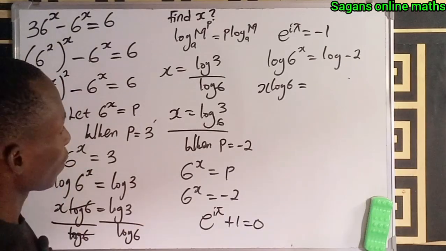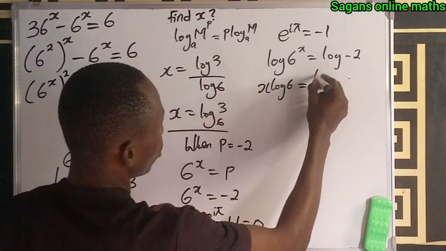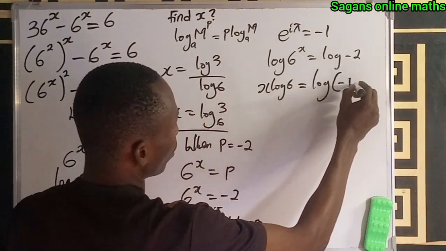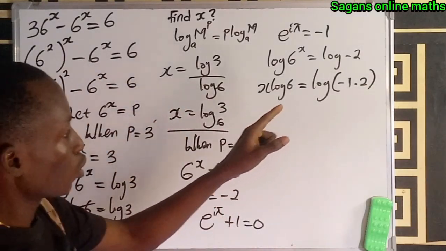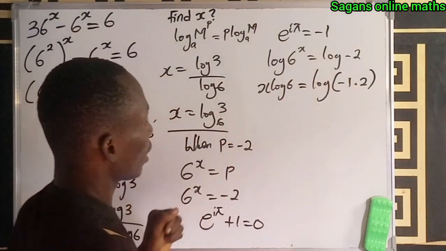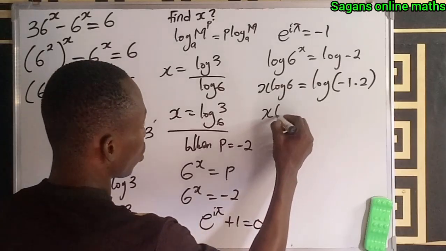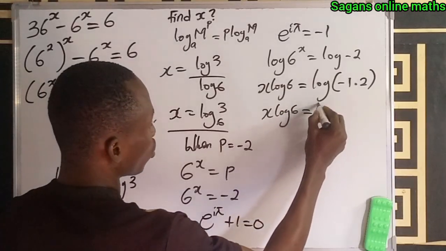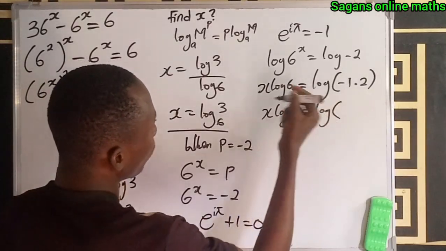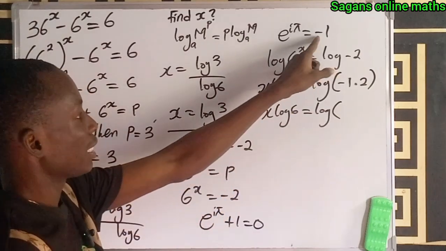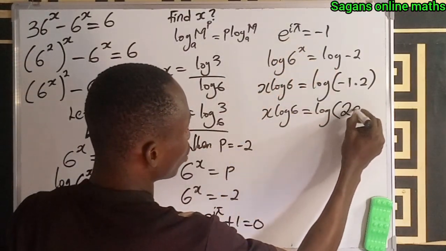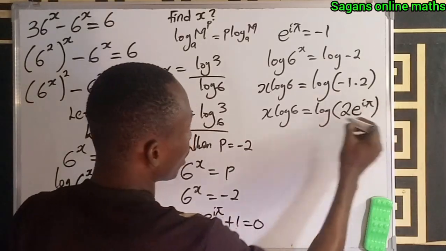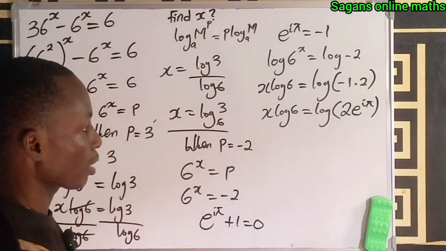Let's see what we can do here. I can write this as log of minus 1 multiplied by 2, because minus 1 times 2 is minus 2. Now x log 6 is equal to log of... We know by Euler's identity that minus 1 is equal to e to the power of i pi. So this is 2 multiplied by e to the power of i pi, because minus 1 times 2 is still minus 2.